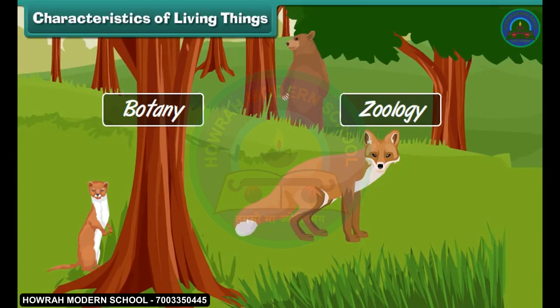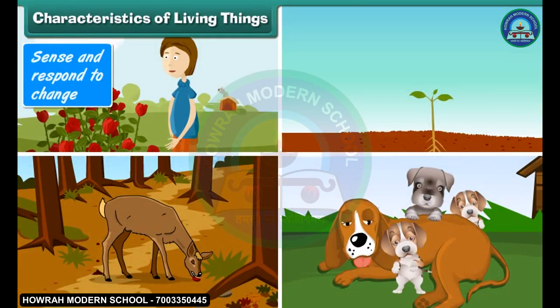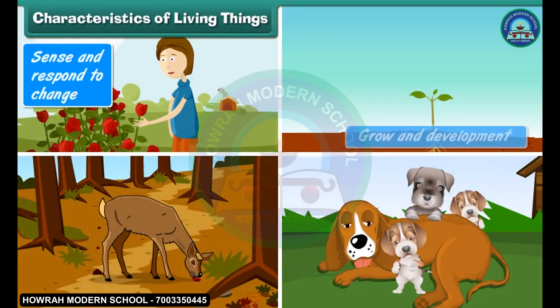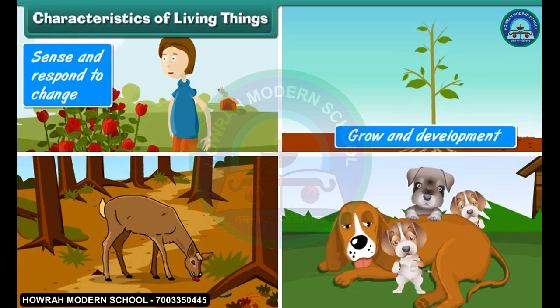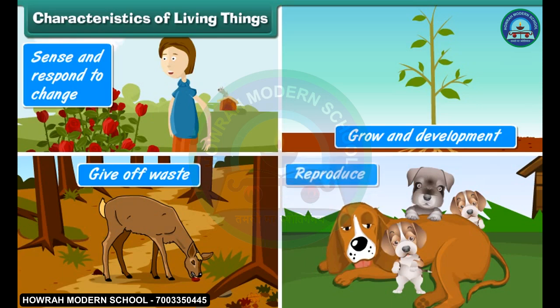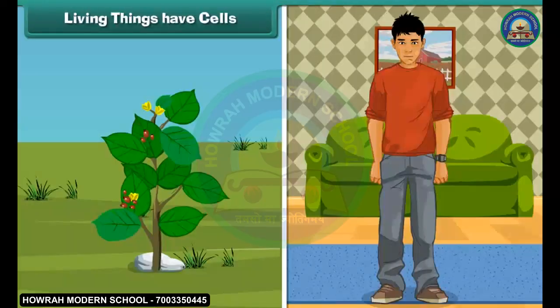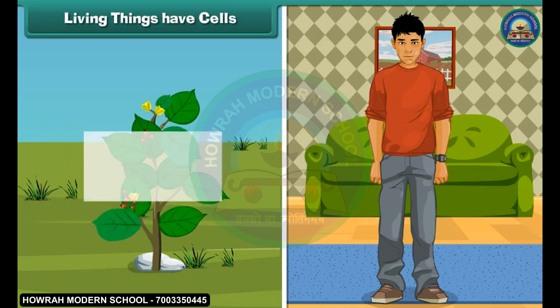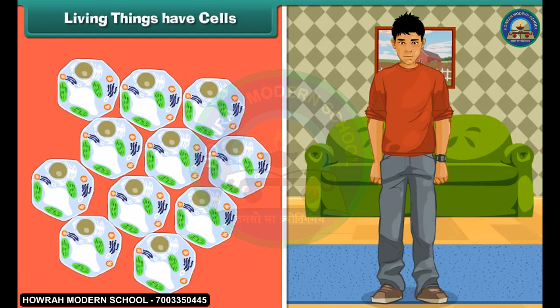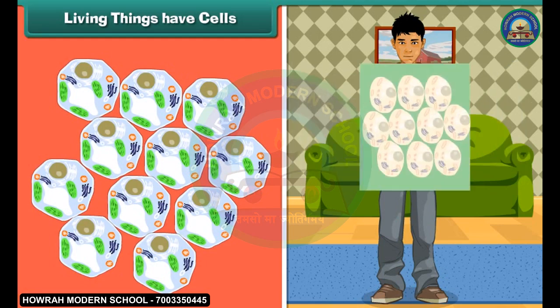All living organisms share following basic characteristics: sense and respond to change, growth and development, give off waste, reproduce. Living things have cells. Each living being has a distinct individuality. It cannot be broken into two or more independent parts. The body of a living being is made of one or more cells.